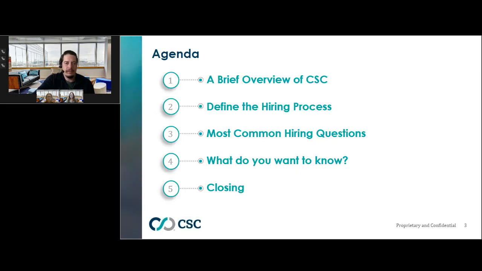So just looking at today's agenda, we'll go over a brief overview of CSC. For those of you that don't know a little bit about us, we'll give some background history there. We'll look at the overall hiring process and what that looks like. We'll take a look at some of the most common questions that we get on a regular basis. And then we'll spend some time answering questions that come in from today's session, and your questions and things that you want to know today.